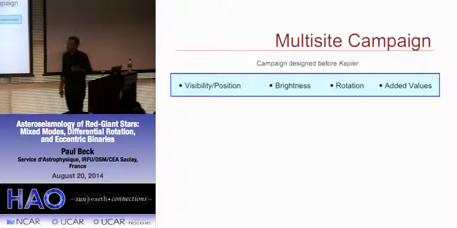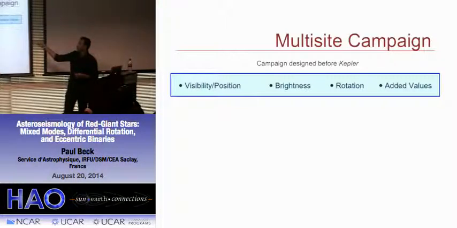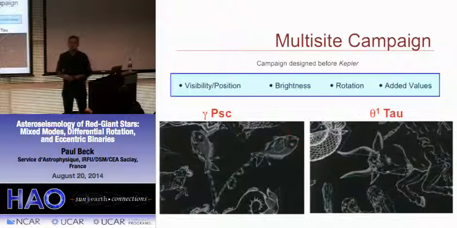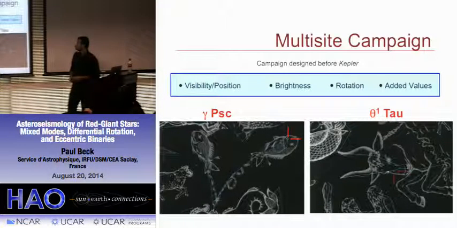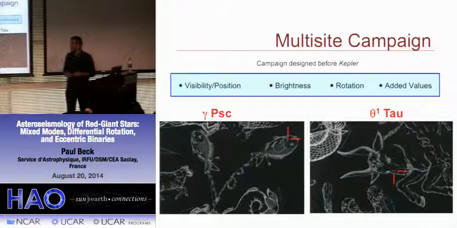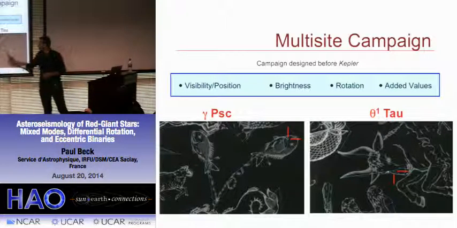So, as a kind of backup for my PhD, because it was defined before Kepler was actually launched, we also set up a multi-site campaign on two bright red giants, which we selected on several parameters like visibility, position and brightness. We also wanted to study rotation, and also considered other constraints we found from the literature. And we came up with two red giants. One was Gamma Piscium, a relatively not that well-known star. And the other one, and this is why it adds value, is Theta 1 Tau.